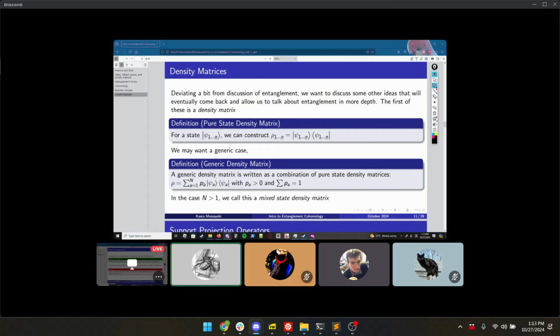Here's a generic density matrix, but you understand it as just a combination of pure state density matrices. Think of the coefficients as kind of like probabilities, because they're all greater than 0 and sum up to 1. And if this n here is greater than 1, it's called a mixed state density matrix. If it is 1, it's literally just a pure state density matrix.